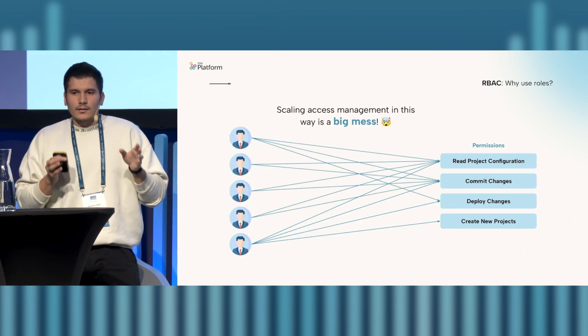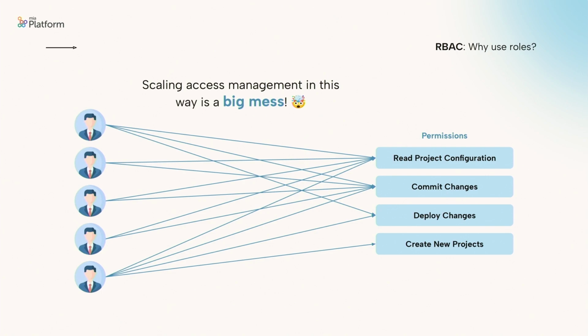Scaling access management in this way, trust me, is a very big mess. Think of adding a new user. You need to assign to this user all the permissions he is supposed to be allowed. And it is the same when you create new capabilities, because you need to link all the new permissions related to the new capabilities to all the available users in the platform.